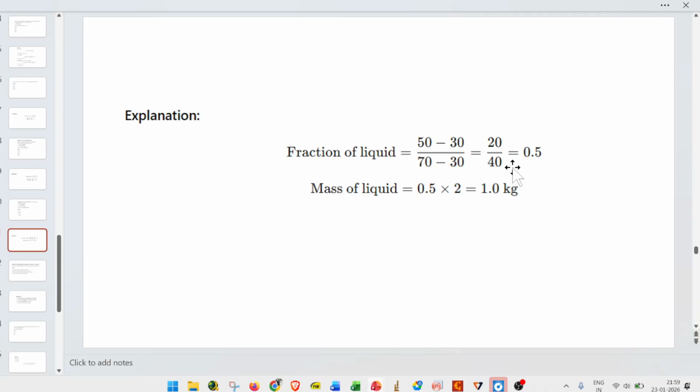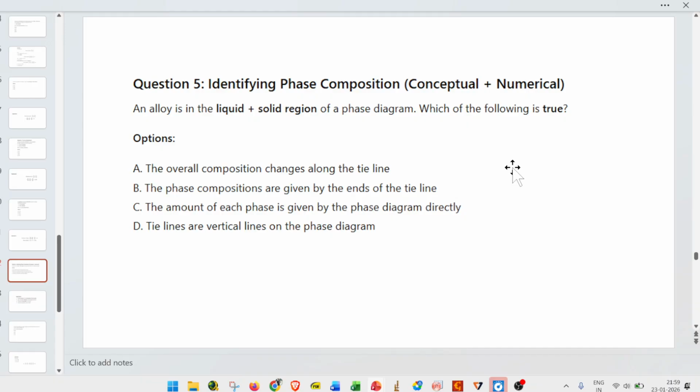So the answer will be similar to the previous formula, CO minus CS by CL minus CS. Okay, that gives the fraction of the liquid, which is 0.5. The total quantity is 2 kg, so we multiply, and that gives 1 kg. Okay, this is the final question for today.